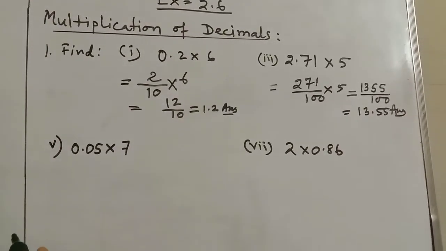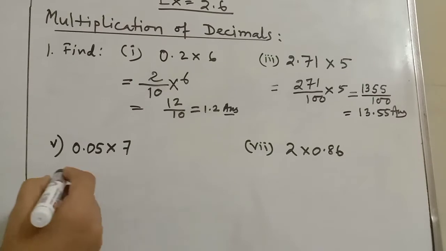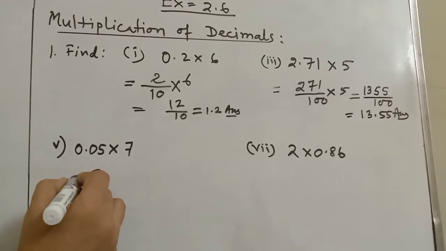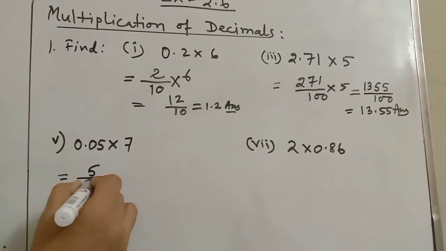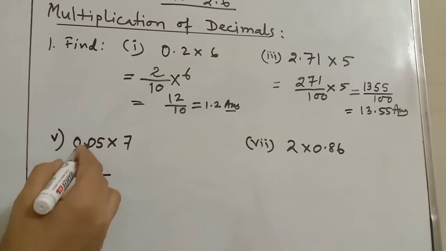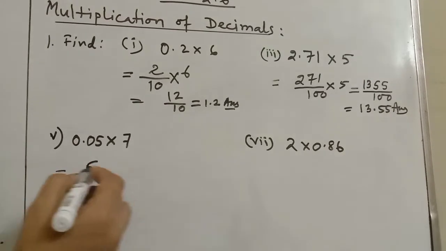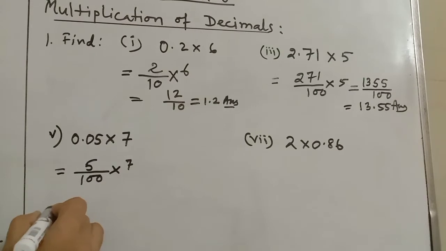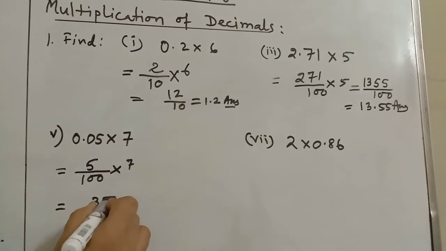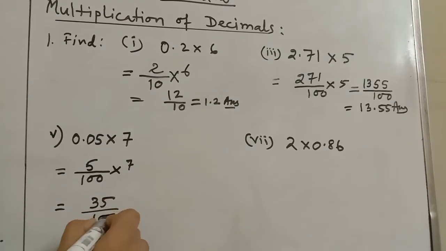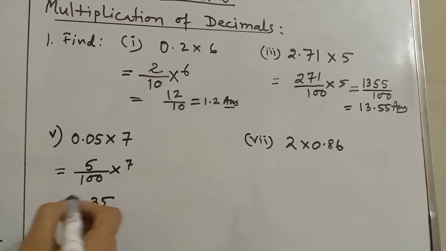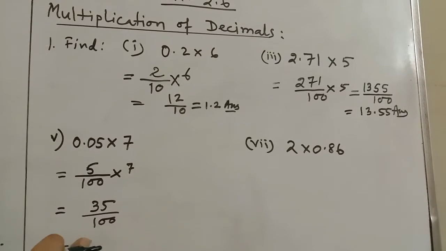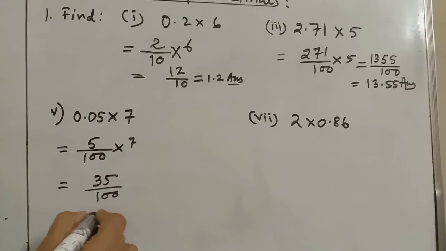Now question number 5, it is 0.05 into 7. So it is 5 by 100, because 0.05, this left side 0 has no value, so I have not written it, into 7. 5 7s are 35 by 100. Two places of two zeros are there, so two places of decimal we have to write, so it will be 0.35.